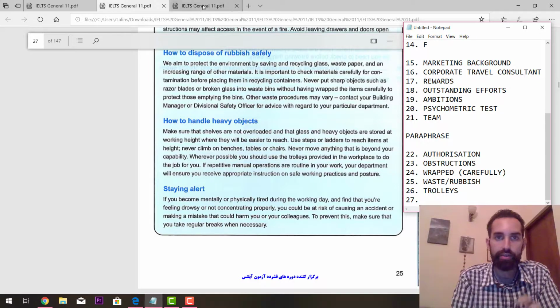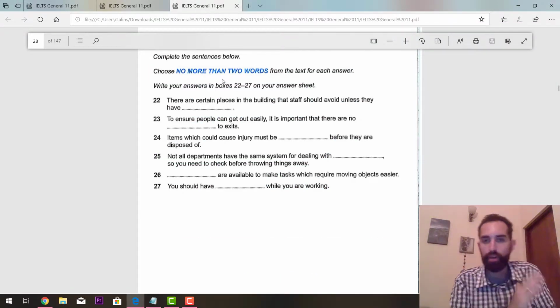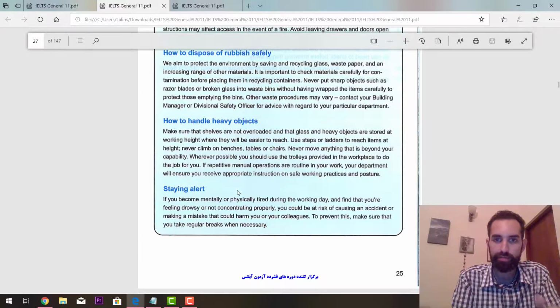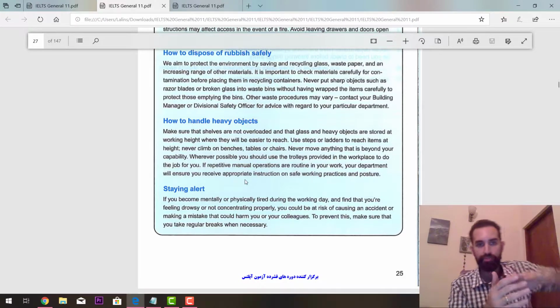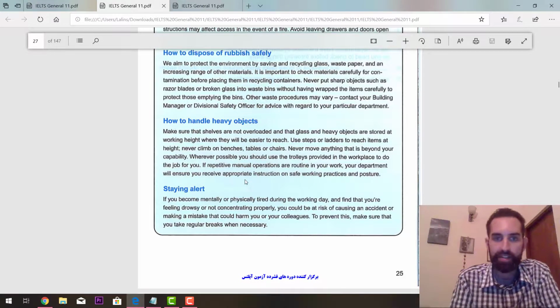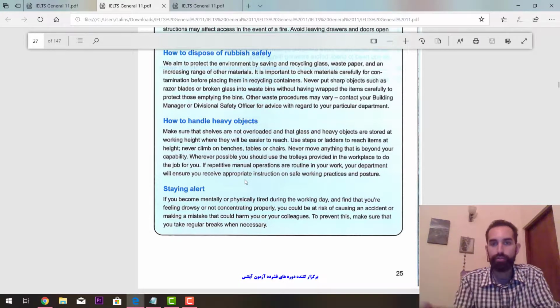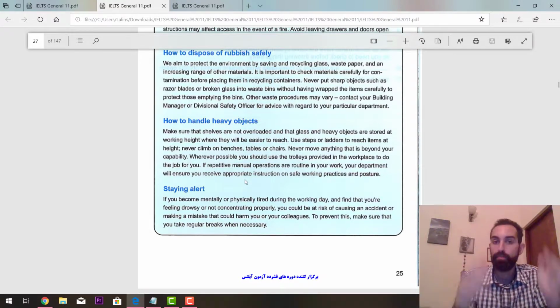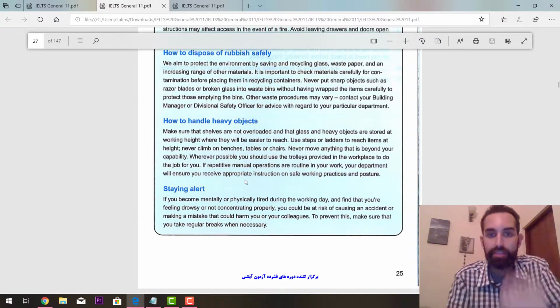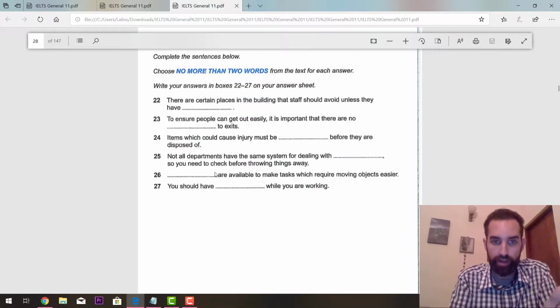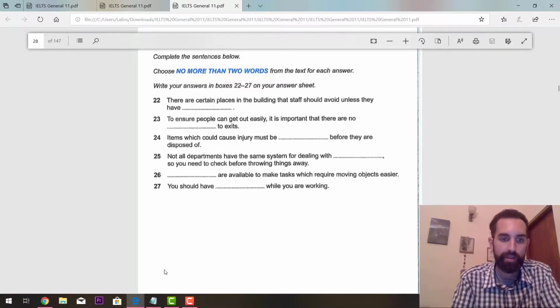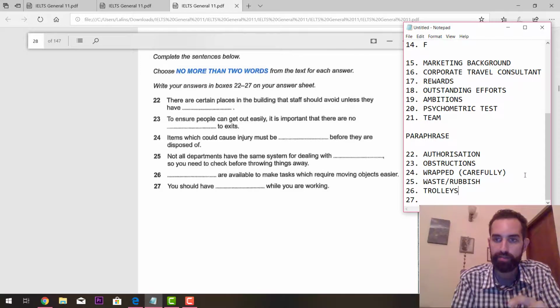It's about moving objects. The other objects they mentioned, steps and ladders, are to reach items at height, and that's clearly not it. It's about moving heavy objects. And what else would you use but a trolley? Something you put an object on and can push around, much easier than carrying it in your hands. So the answer for 26 is trolleys are available to make tasks which require moving objects easier. So that's 26, trolleys.